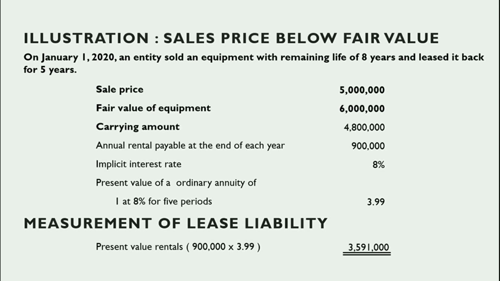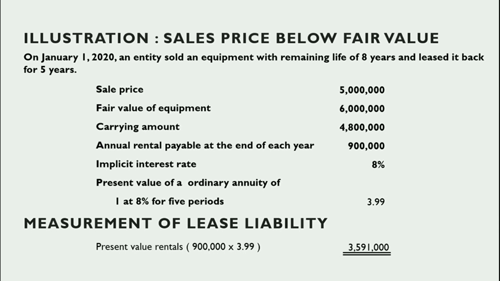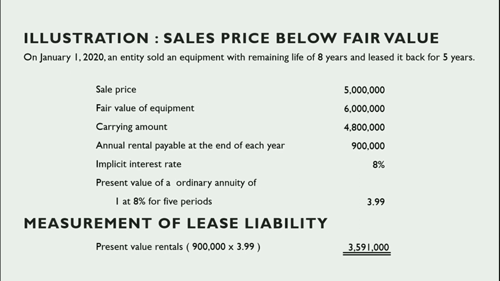Carrying amount is 4,800,000. Annual rental payable at the end of each year is 900,000. Implicit interest rate is 8%. Present value of an ordinary annuity of 1 at 8% for 5 periods is 3.99. With the information provided, we must recognize the lease liability.